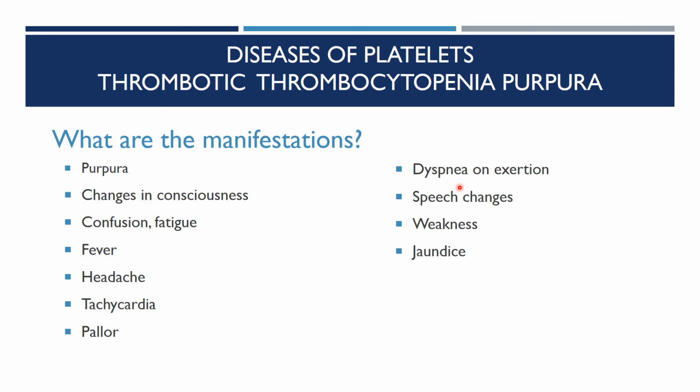So you're going to have dyspnea because what you're doing is not really working all that well. Speech change would be associated with the neurological problems. Weakness because you don't have enough oxygen for ATP because you're bleeding. And then jaundice, a yellowish tint to the skin due to the breakdown of hemoglobin. These would all be due to the blood loss underneath the skin.